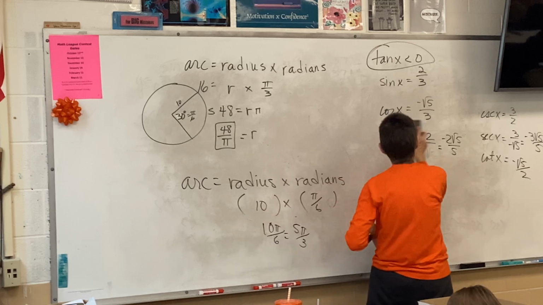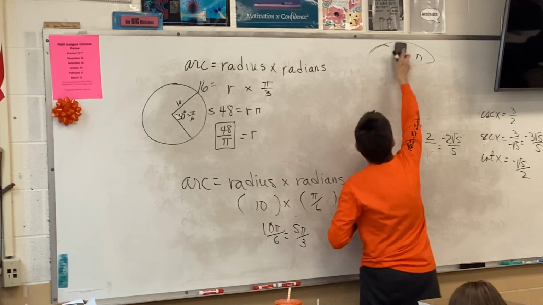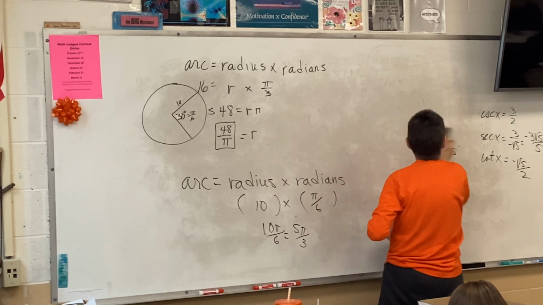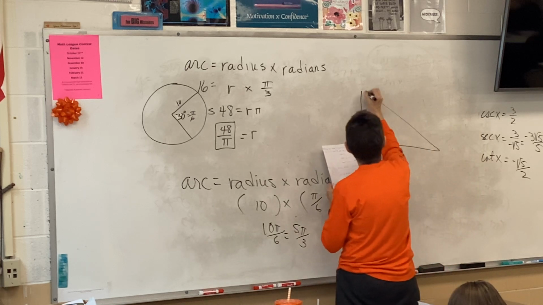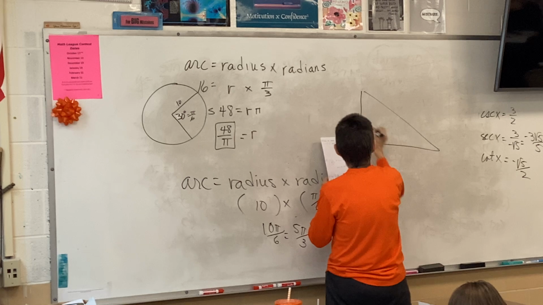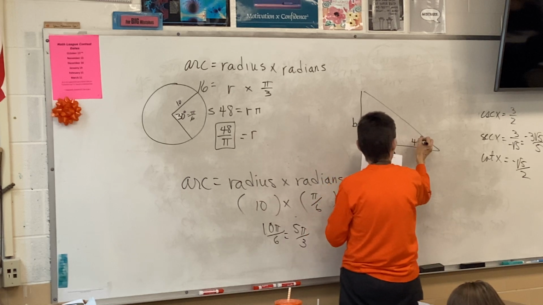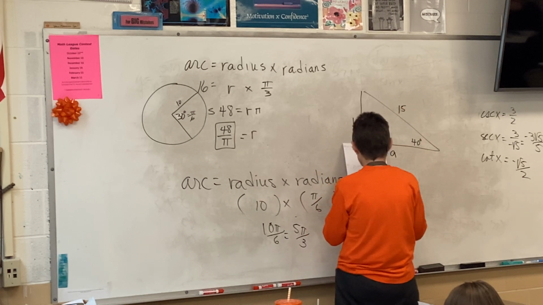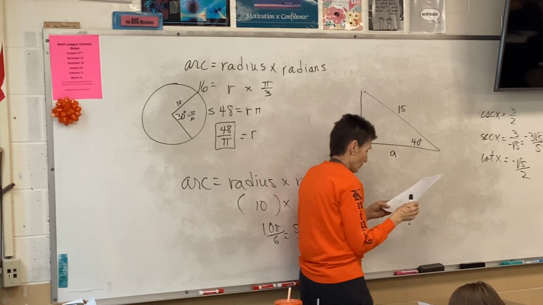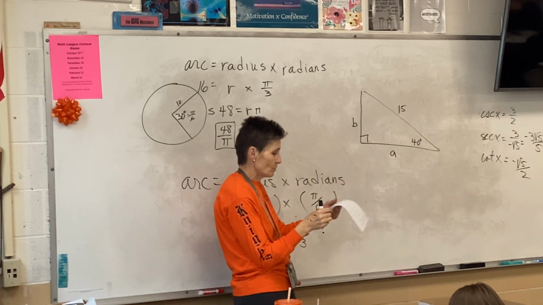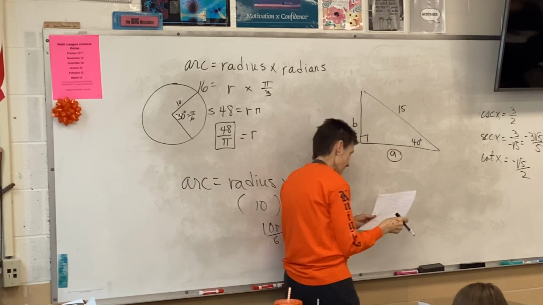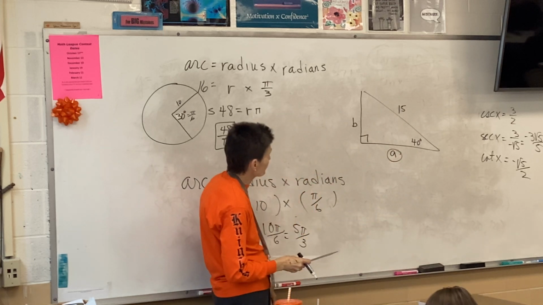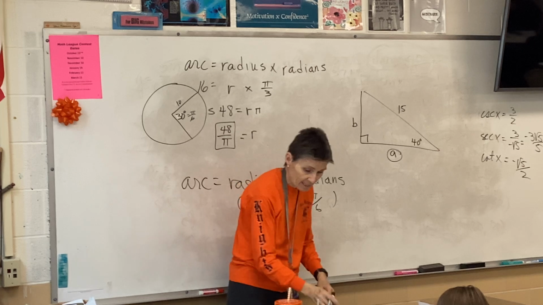I want you to spend some time figuring this out. Let's look at what we got. We have a triangle. This is B, this is A, this is 40, this is 15. And we need to know which of those equations will give me an A value. So A equals what? So take a second and do that.